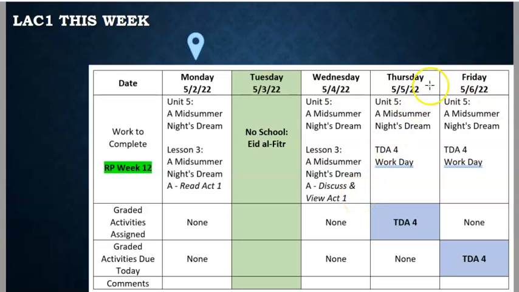We're going to discuss and view Act 1. Thursday and Friday, the 5th and the 6th, we are going to be working on our Unit 5 TDA 4 for A Midsummer Night's Dream. We'll have work days for that assignment. You're going to start working on the TDA 4 assignment on Thursday the 5th, and you'll submit that TDA 4 assignment on Friday the 6th. This TDA 4 is due Friday the 6th.